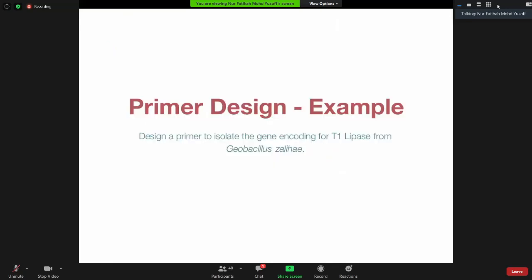Okay, so, primer design example. We want to look at how you can design a primer for T1 lipase from Geobacillus zalihae. I think you have been working with this sequence for your practicals, if you remember. This is a lipase protein isolated from this microbe, which was isolated by Prof. Zaliha, so it is named Geobacillus zalihae. This is work done by Dr. Adam, if I'm not mistaken.